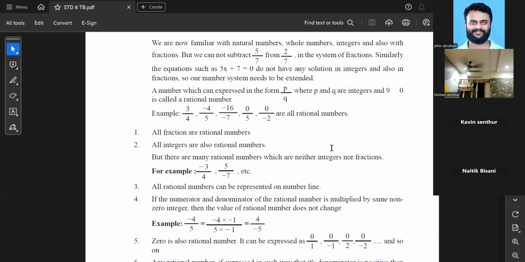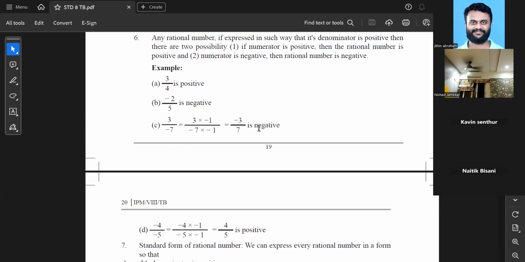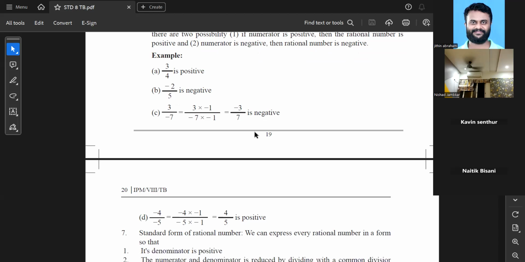So basically, a few points. All fractions are rational numbers. All integers are also rational numbers. There might be many rational numbers that are neither integers nor fractions, for example, minus 3 upon 4, 5 upon minus 7. Even if there is a negative sign, it is still a rational number. This we must understand.